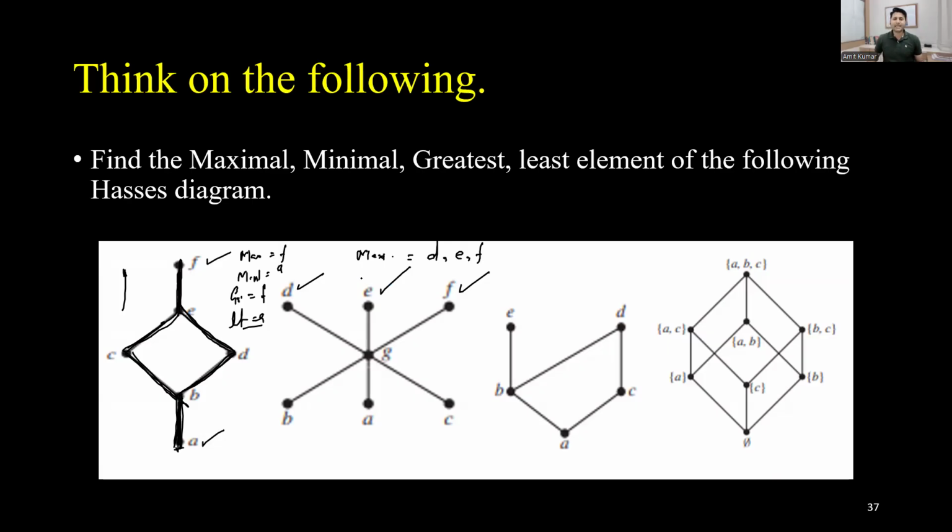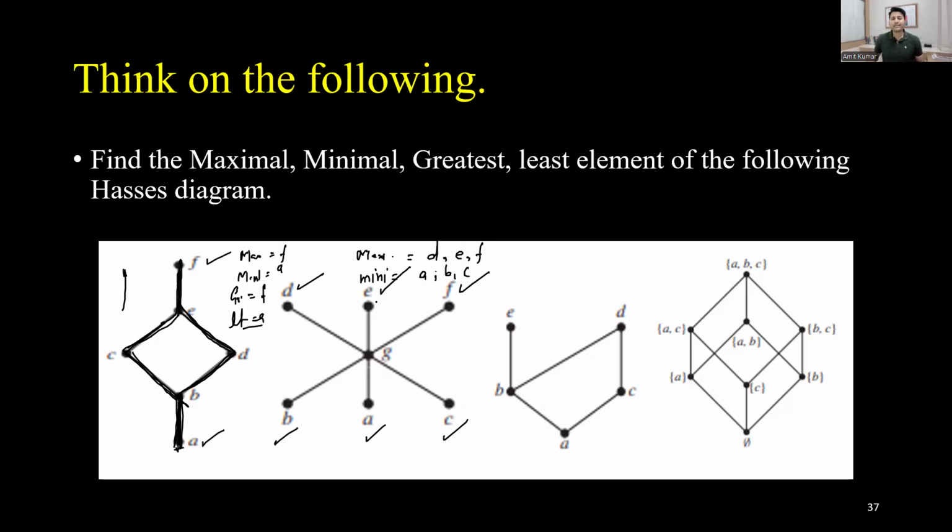What will be the minimal element? The element which does not have any lower bound. So B does not have any lower bound, A does not have any lower bound, C does not have any lower bound. So A, B, C. These are the minimal elements of this relation, or better to say the Hasse diagram.